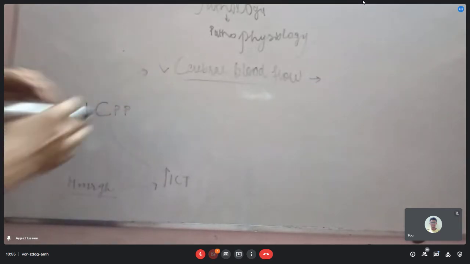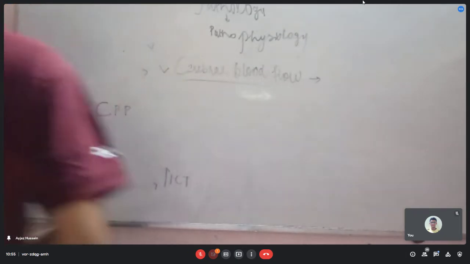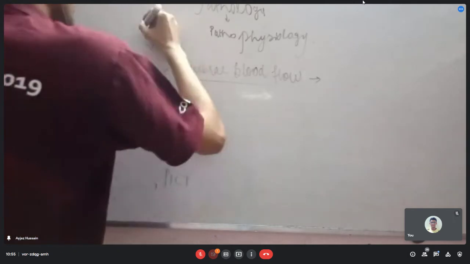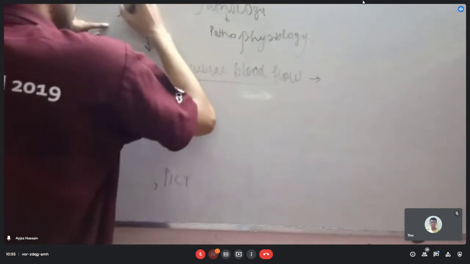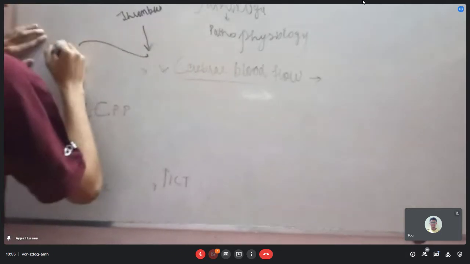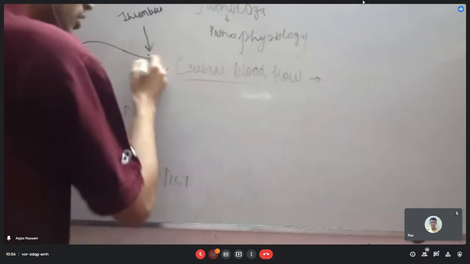There can be a direct reduction in cerebral blood flow as well. Why? Because if there is a thrombus that is set in, or if there is an embolism that is set in, this will directly lead to reduction in cerebral blood flow.